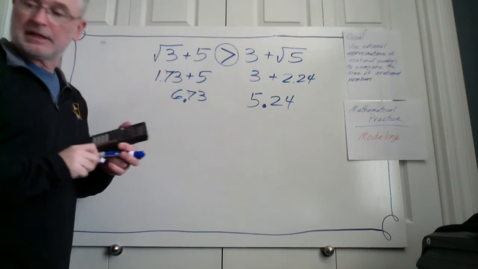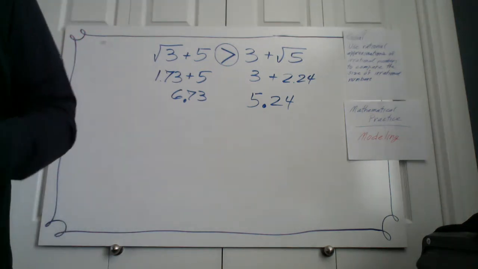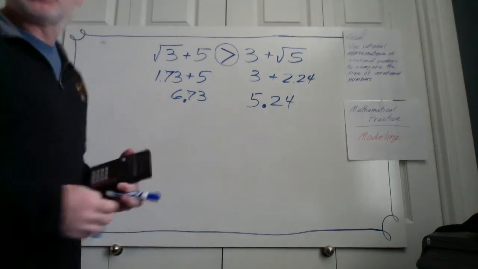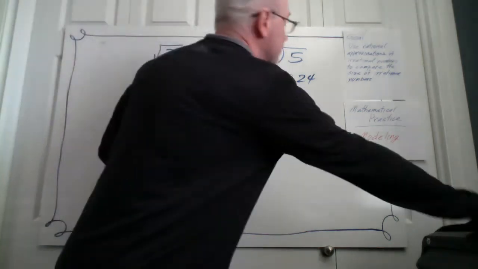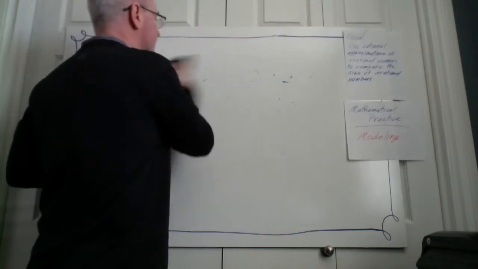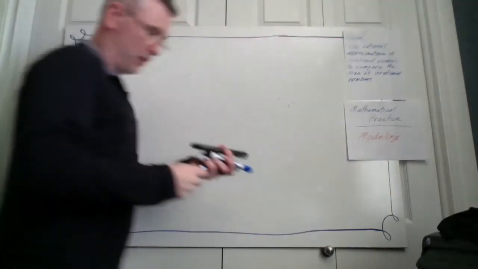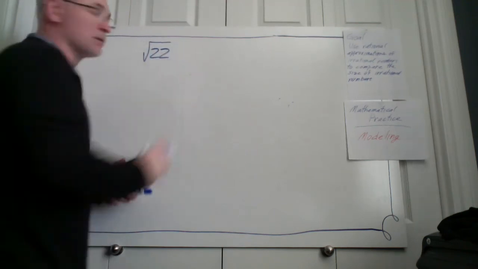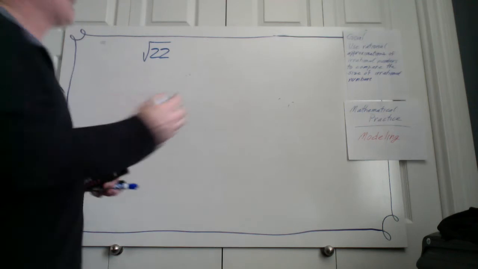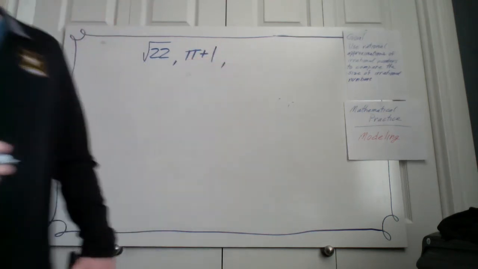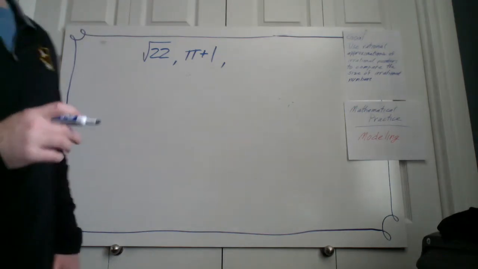Okay. Same deal if we look at example 2, which is on page 22. Instead of just looking at 2 numbers and seeing which one of these is greater, what they want us to do is order these numbers: the square root of 22, pi plus 1, and 4 and 1/2.